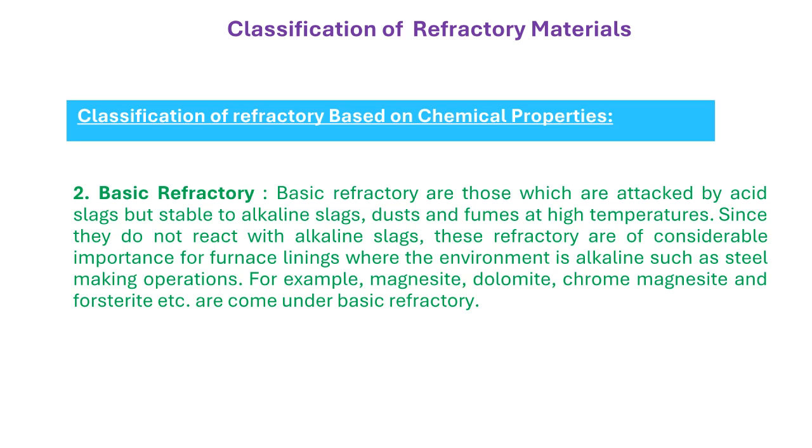They resist alkaline slags, dusts, and fumes at high temperatures, which makes them reliable where basic conditions dominate. This is why basic refractories are so important in furnace linings for steel-making operations, where the slag is predominantly basic. Common examples include magnesite, dolomite, chromagnesite, and forsterite, which is a magnesium silicate material. For steel furnaces and other applications with basic slags, basic refractories are absolutely essential.